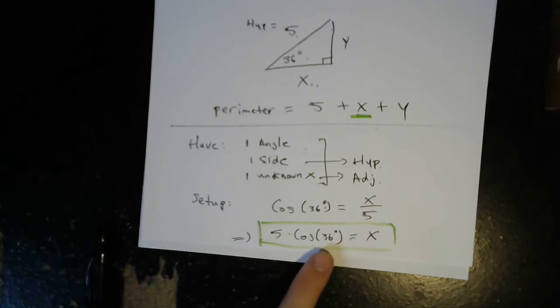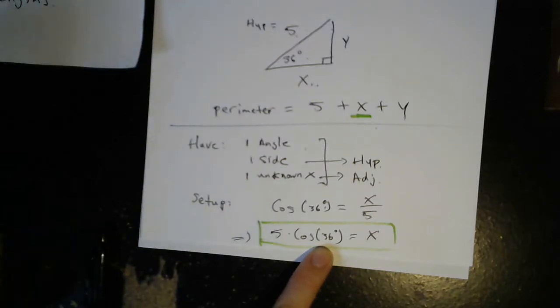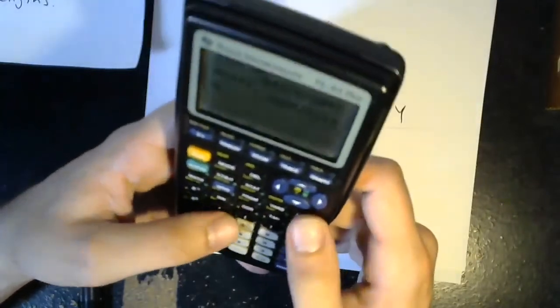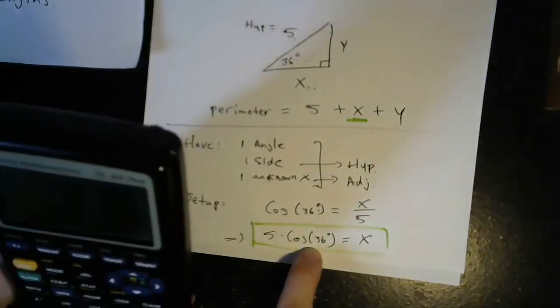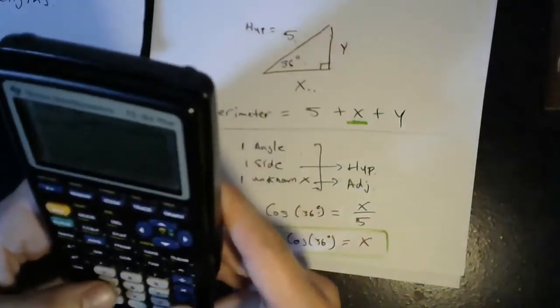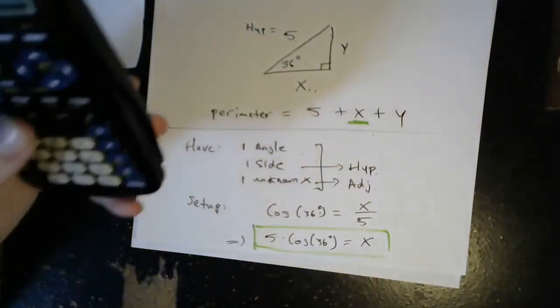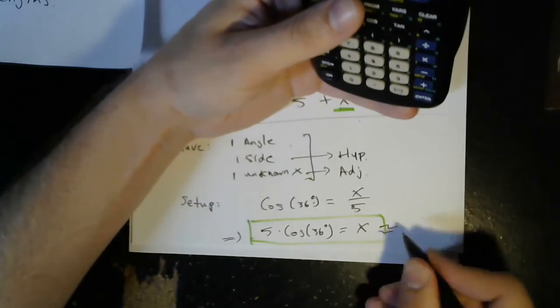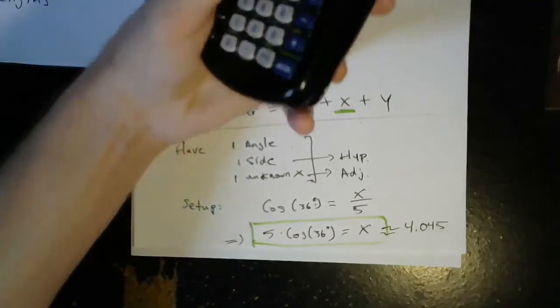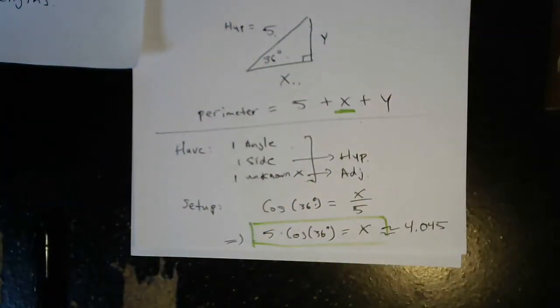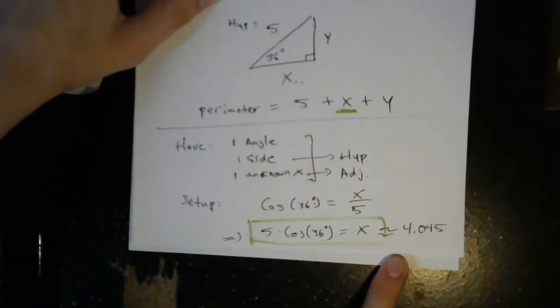Again, there's a specific angle here, so cosine of 36 is a specific number. We can use our calculator for that. So cosine of 36 degrees is 0.8 roughly. And then in my calculator, I am going to multiply that by 5. And so we get X is approximately 4.045. So this is part of our solution.